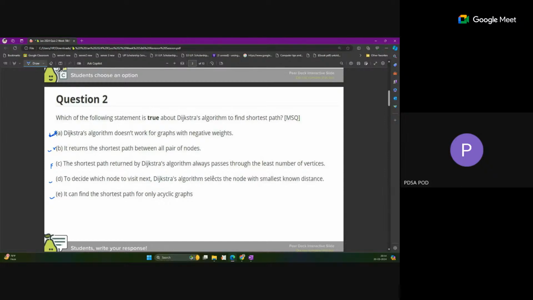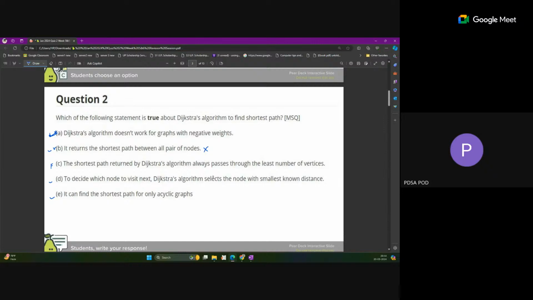It returns the shortest path between all pairs of nodes. Dijkstra's algorithm is not designed in this manner. This returns the shortest path from one vertex to all other vertices, not all pairs. So this is not correct. The shortest path returned by Dijkstra's algorithm always passes through the least number of vertices. This is also not true.